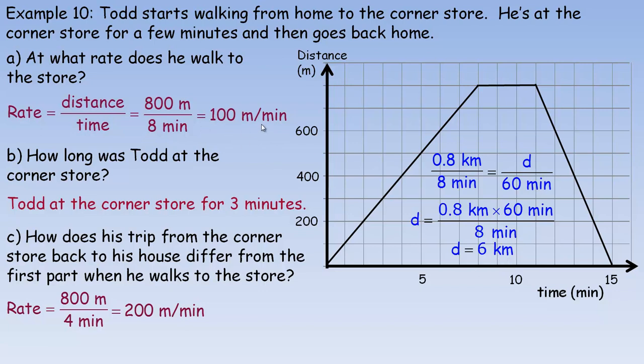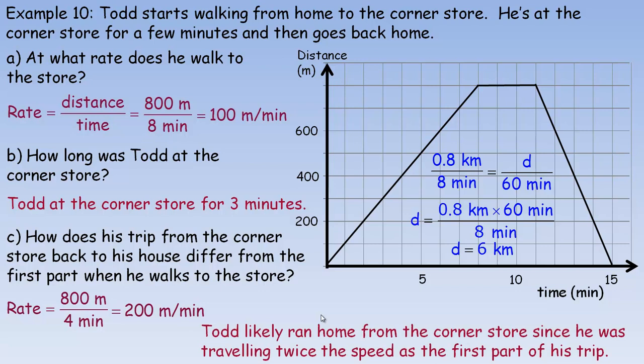So he's probably walking. 6 kilometers per hour actually is a fairly fast walk, but it'd be a really slow run. I guess he could be jogging really slowly, but if he's going 6 kilometers per hour, he's more than likely walking here. Now, this speed is twice as fast, so he's actually going 12 kilometers per hour here. So he's probably running there. So this would be a normal response to C here. So Todd likely ran home from the corner store since he was traveling twice the speed as the first part of his trip. He was probably walking along here and running along here.